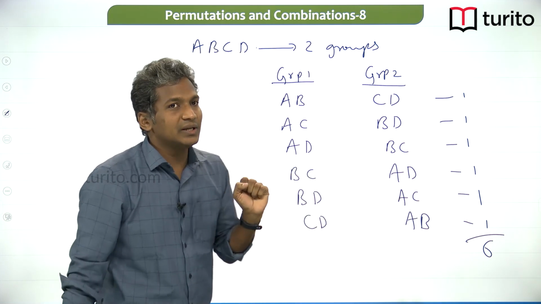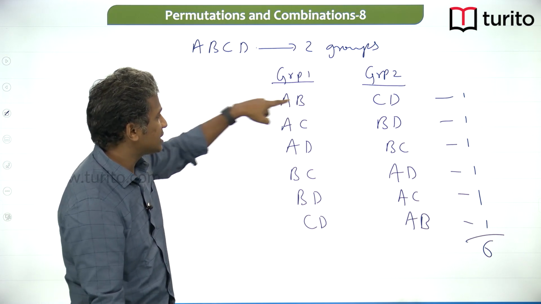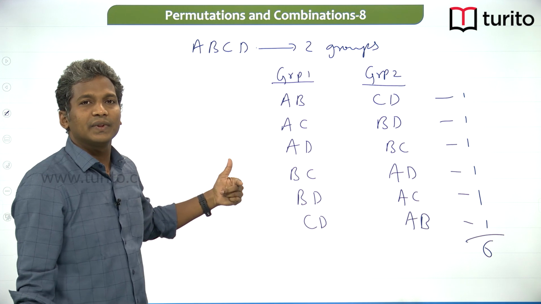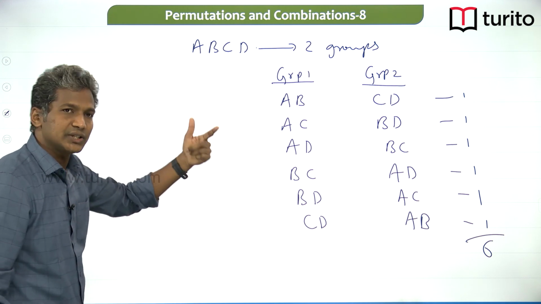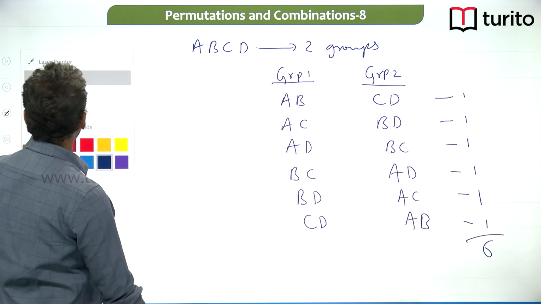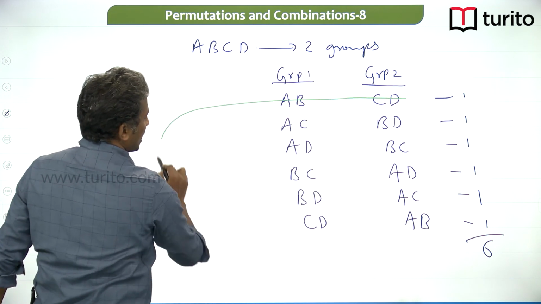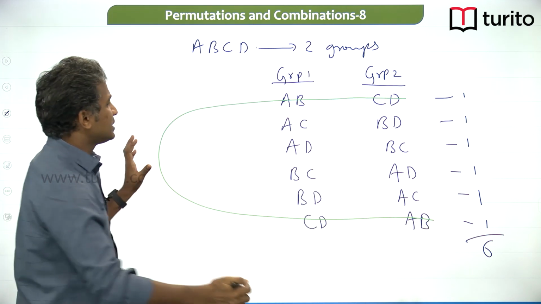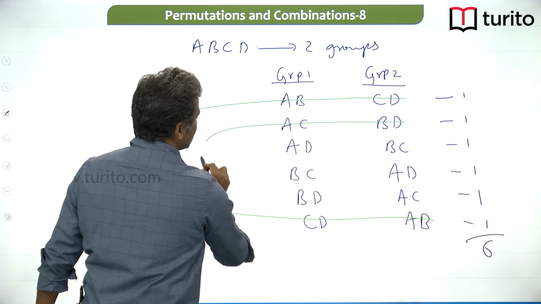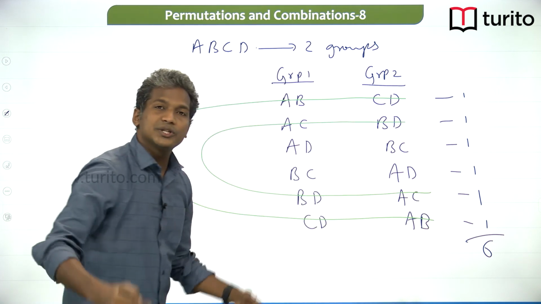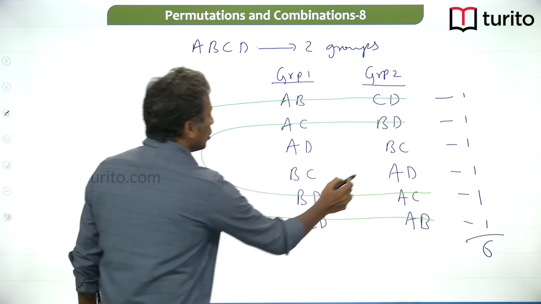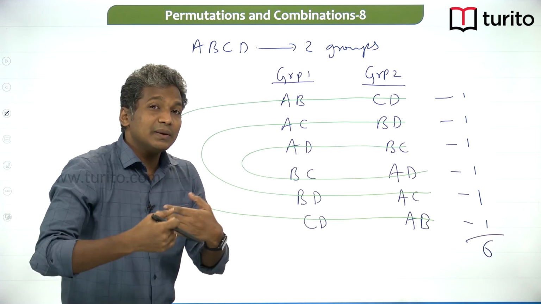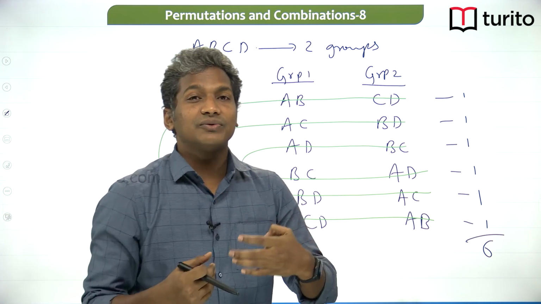So, what does it mean? It means this first case and the last case are actually equal. First case and last case are actually equal. So, that means this case and the last case, these 2 are exactly equal. Similarly, this second case and the last second case are also exactly equal. Also, these 2 are exactly equal. So, there is a symmetry in the process of grouping.